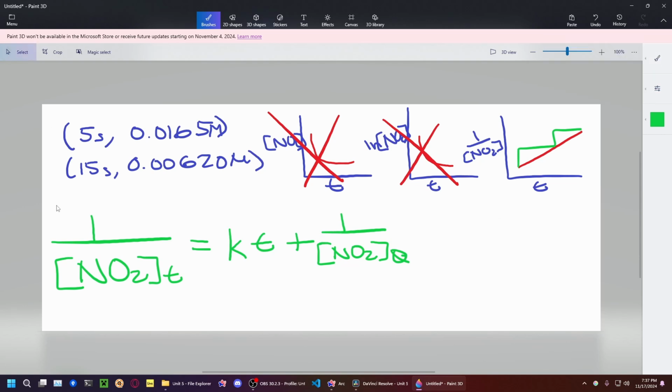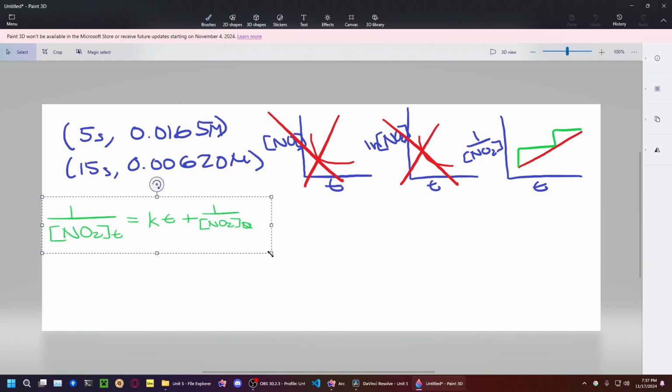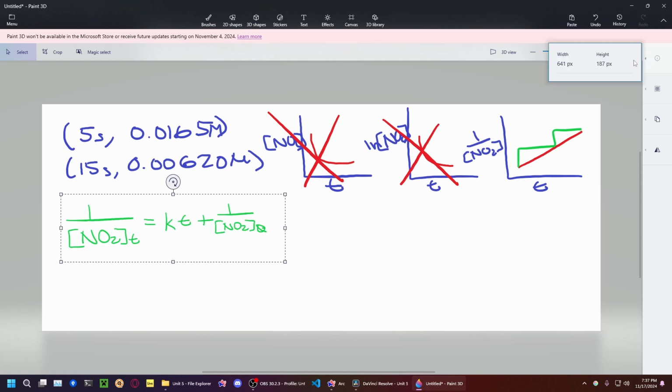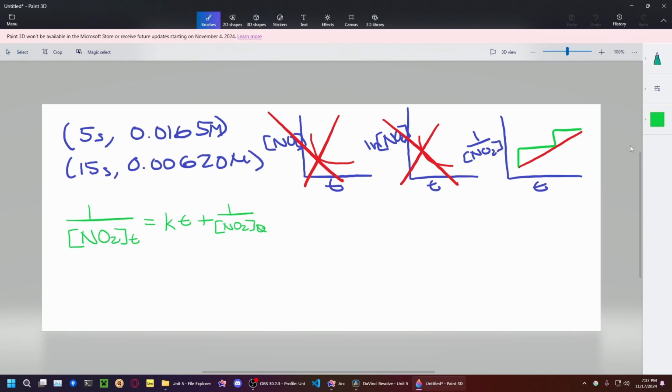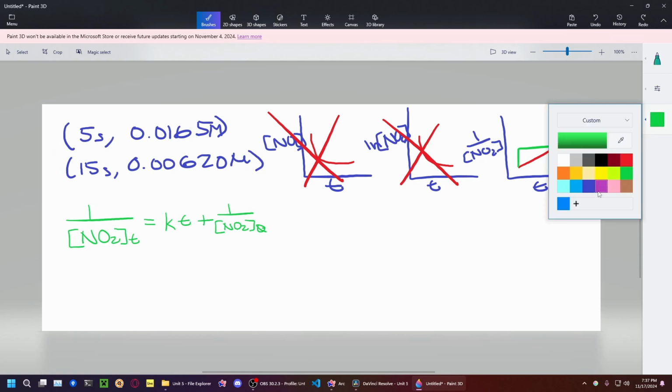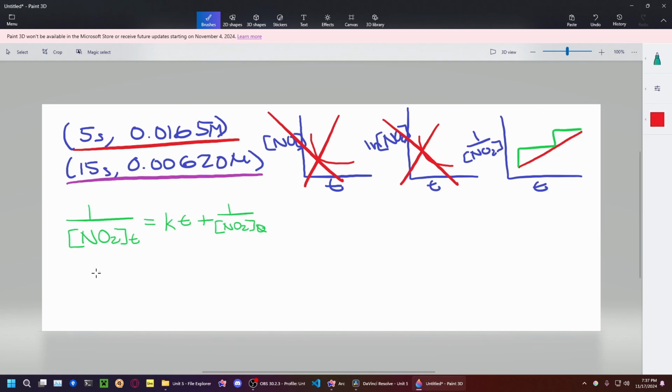If I were to plug this in, it's 1 over my final. In this case, I'm going to consider my time after as the final. I'm going to mark this one in magenta, this one in red. So it'll be 1 over 0.00620 molar. This is going to be equal to my K.